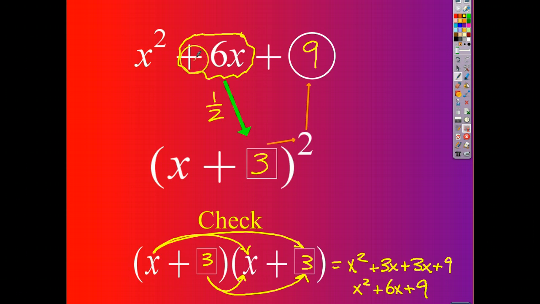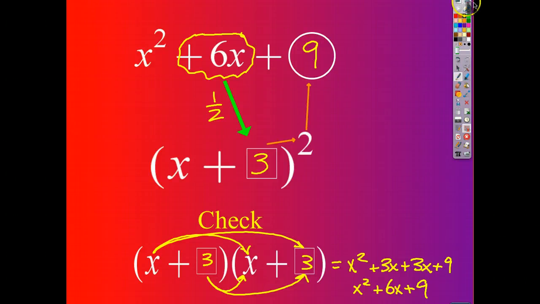So we get x squared plus 6x plus 9, okay? And that's the thing that we need to fill in. That's the number we need to fill in order to complete this square, okay? That's the idea here. Well, let's try another one.